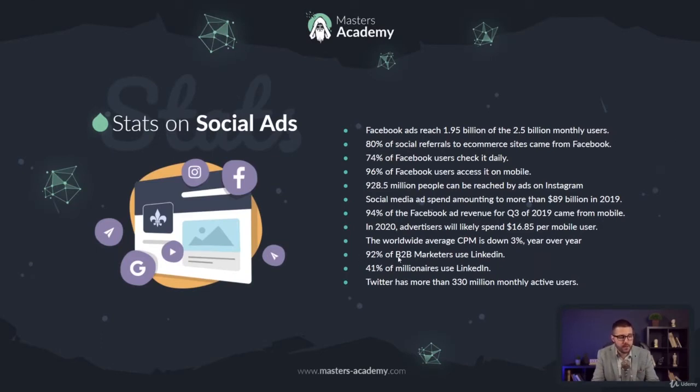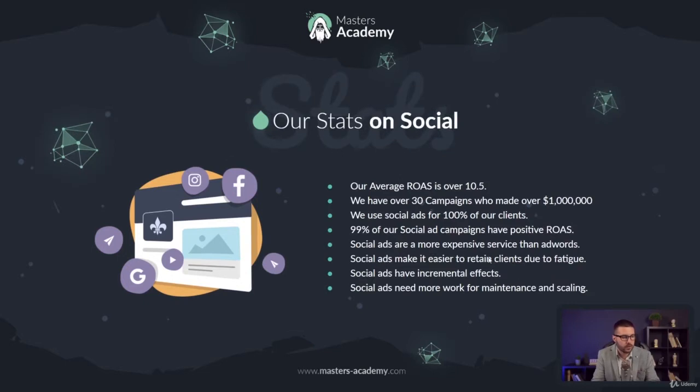Also, 92% of B2B marketers use LinkedIn as well, and 41% of the world's millionaires are on LinkedIn, and Twitter has more than 330 million active users, which obviously shows that there's a lot of potential in all the different social networks that we are going to learn how to advertise on.